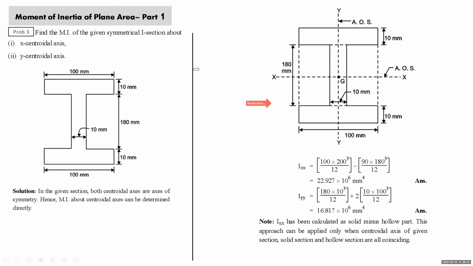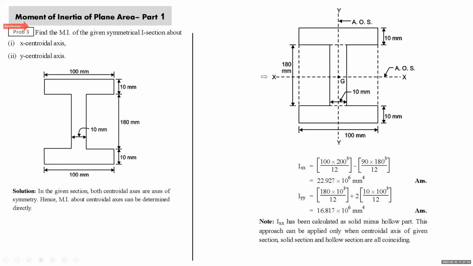We're back. Now we are taking the third problem. Find the moment of inertia of the given symmetrical I section about x centroidal axis and y centroidal axis. Now, first observe the difference between this problem and the previous problem. In the given I section, both the horizontal as well as vertical centroidal axes are axes of symmetry. So we can mark the centroidal axes without doing any centroidal working.